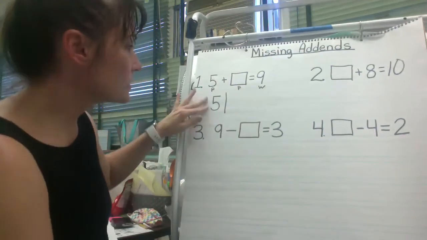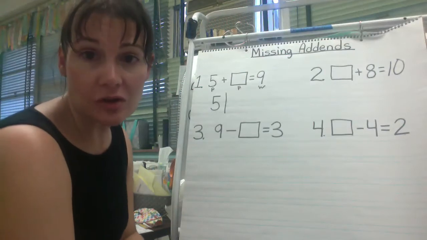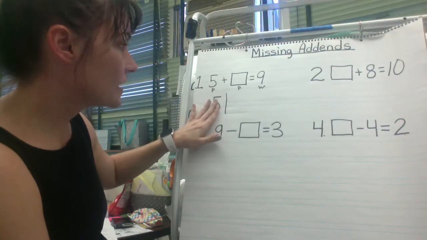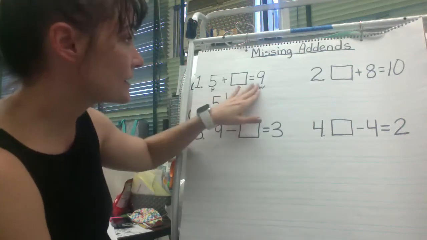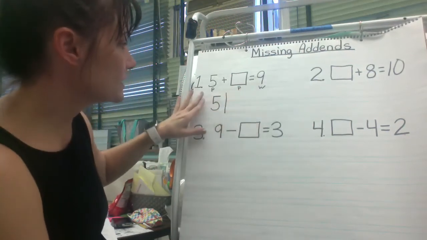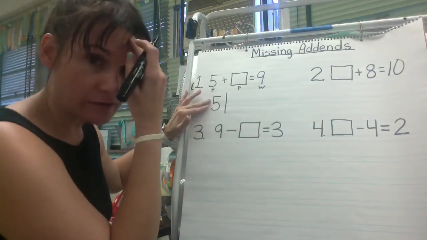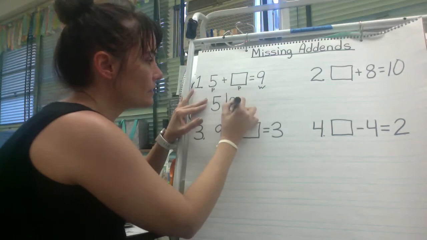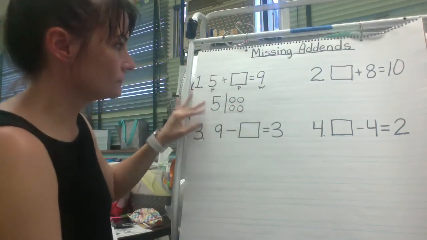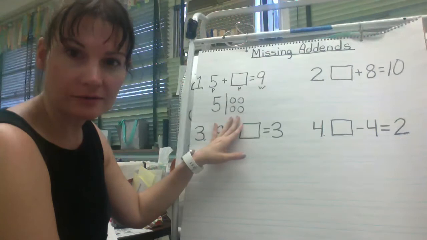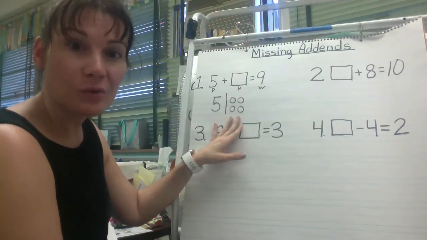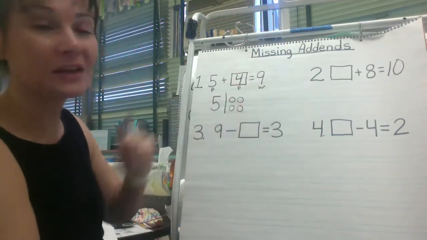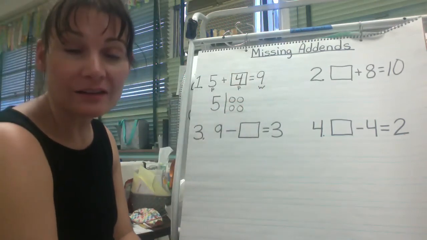So for this first one, I can use my counting on strategy to help me. If I have 5, I can count on until I get to 9. So let's think. 5, 6, 7, 8, 9. So what is my answer? 4. So 5 plus 4 equals 9. Let's try another one.